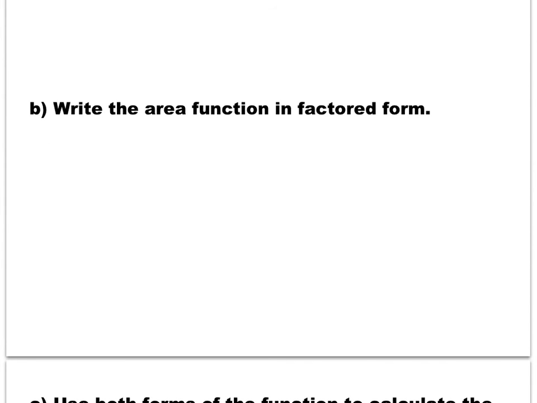Now, the second part of the question says write the area function in factored form. I know the area is equal to x squared minus 49. Or I can write it as x squared plus 0 times x minus 49. 0 times x gives you 0. Now, since the leading coefficient is 1, I can use the sum and product, give me two numbers, the product is negative 49, add up to 0. Those are 7 and negative 7, so I'm going to have x plus 7 times x minus 7.